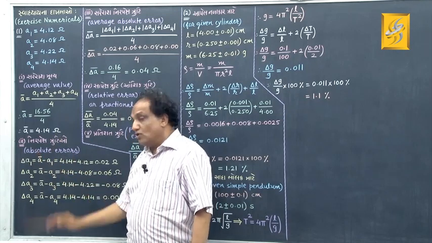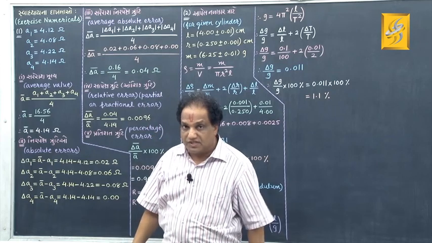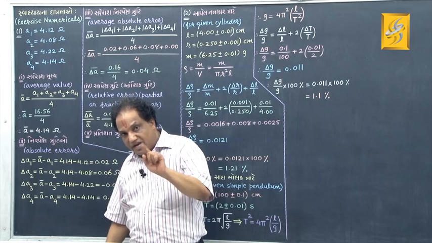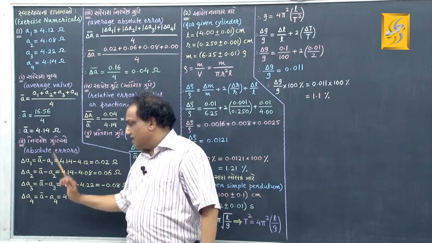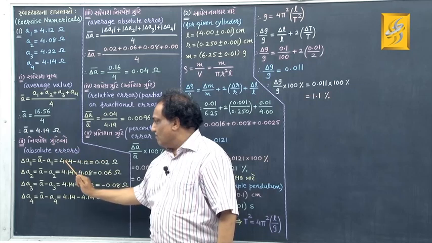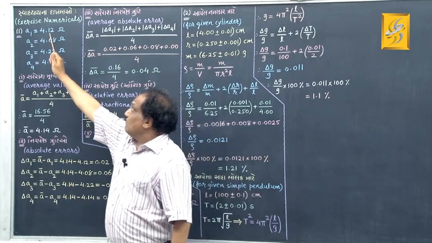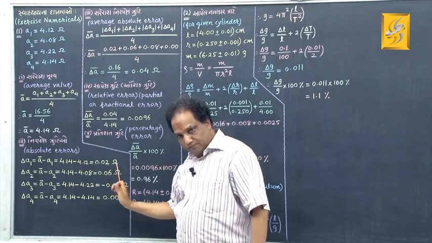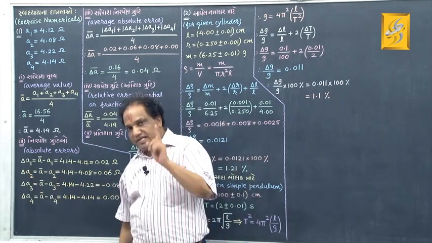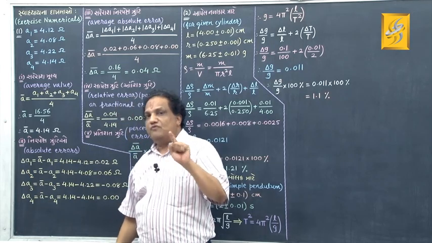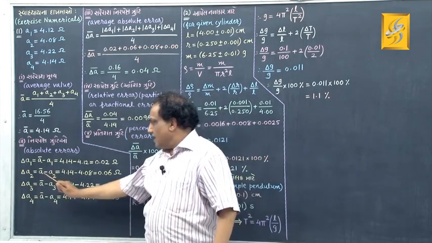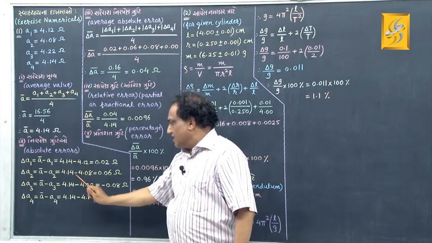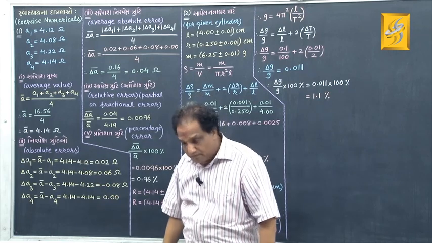Now let us find out absolute errors in different observations independently. In the first observation, the absolute error is delta A1, which is A bar minus A1. A bar is 4.14 minus A1 is 4.12. Subtraction comes out to be 0.02 ohm. Absolute error in the second observation is delta A2, which is A bar minus A2. A bar is 4.14, A2 is 4.08. Subtraction comes out to be 0.06 ohm.